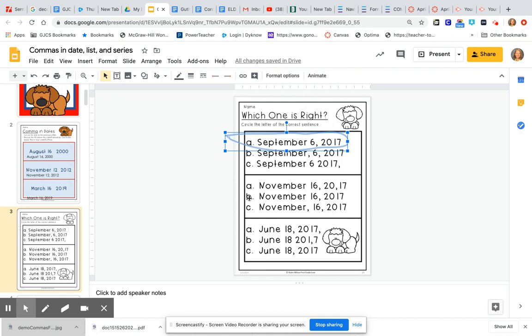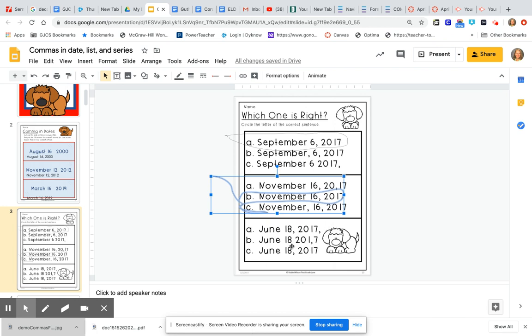What about letter B? Is that right? They have a comma after the day of the month and no other commas. So definitely B is the right one. So I'm going to come down and I'm going to circle that letter B because that's the right one. I'm still trying to figure out that squiggle tool. Sorry about that.